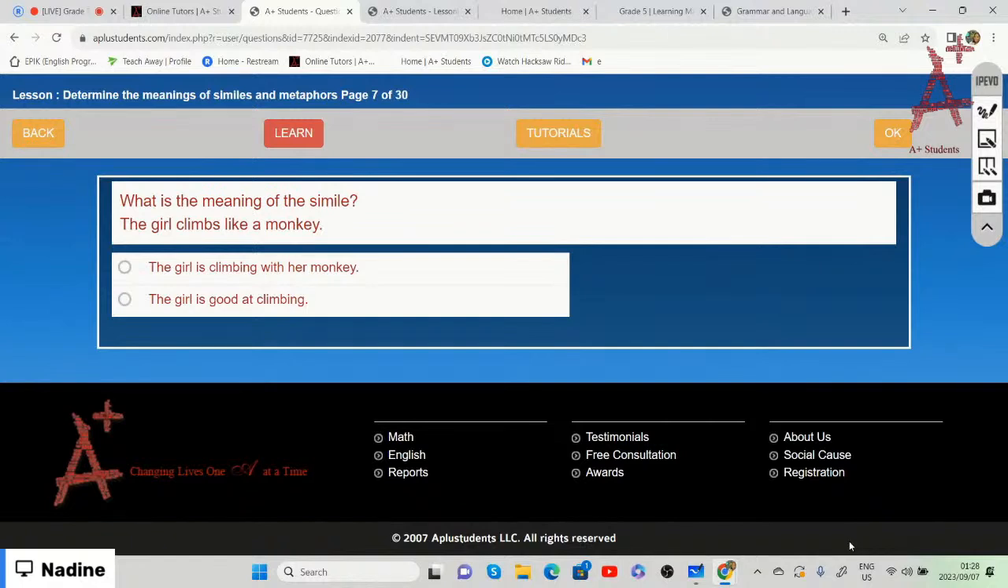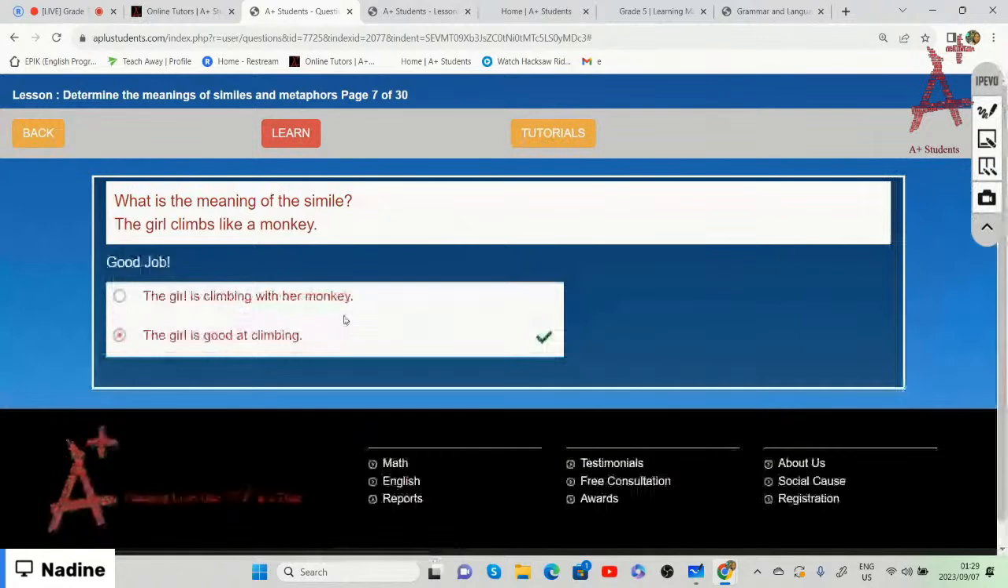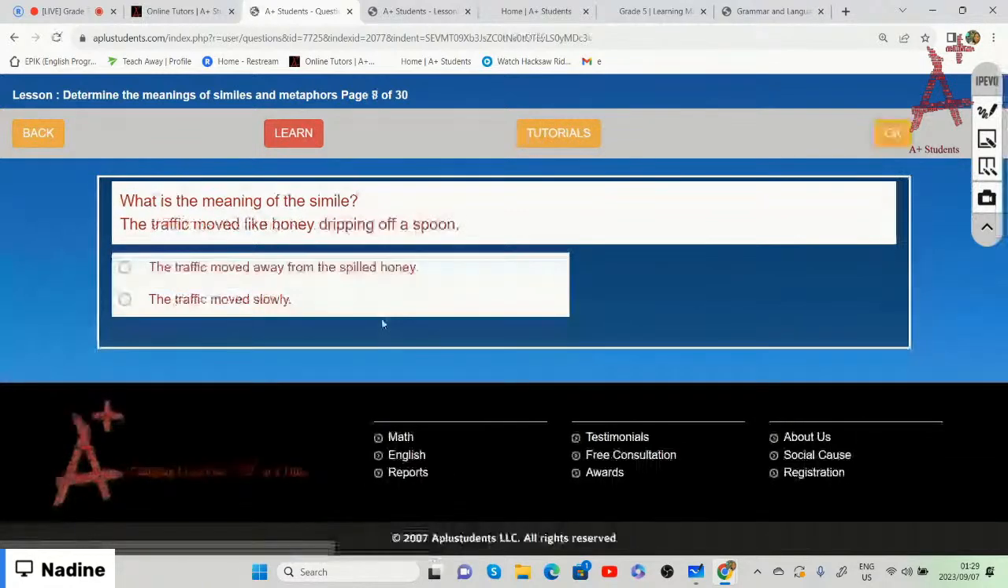All right, so basically it means that the girl is good at climbing. It doesn't mean that she is walking with a monkey. Doesn't make her a monkey.